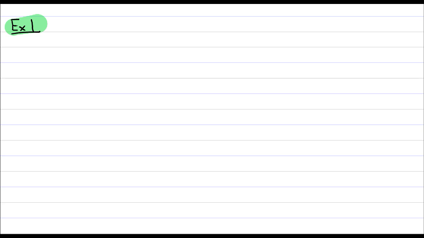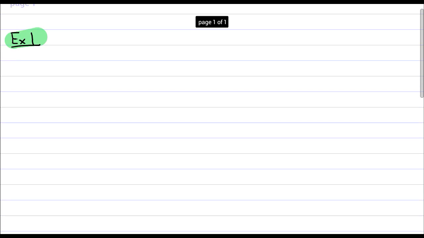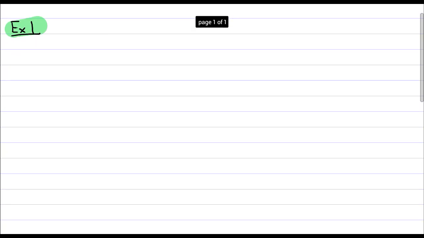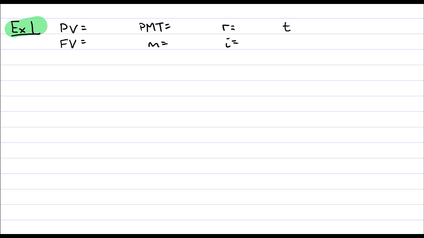withdrawals? This is an annuity problem, so we're going to start by identifying our 8 variables: PV, FV, PMT, M, R, I, T, and N.